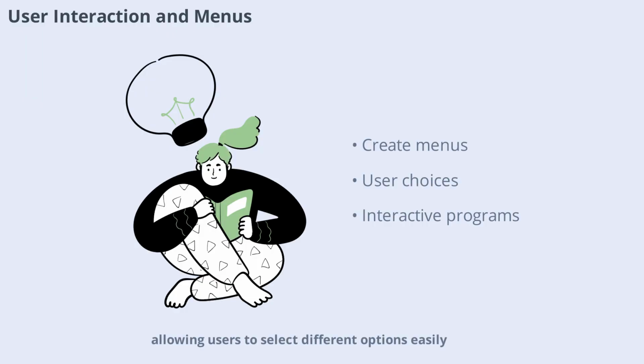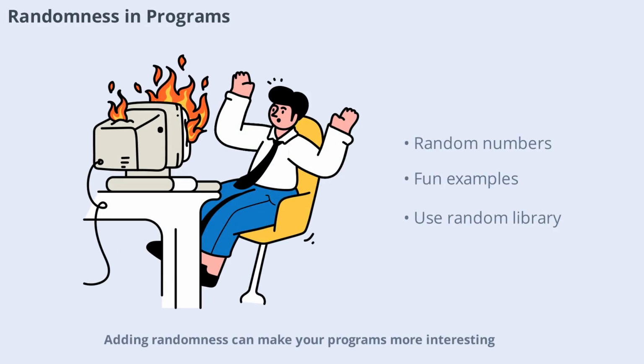Adding randomness can make your programs more interesting, like creating simple games or generating random numbers. Python's random library makes this easy. In this scene, we'll show you how to use randomness in your programs and explore some fun examples, such as rolling dice or picking a random winner.